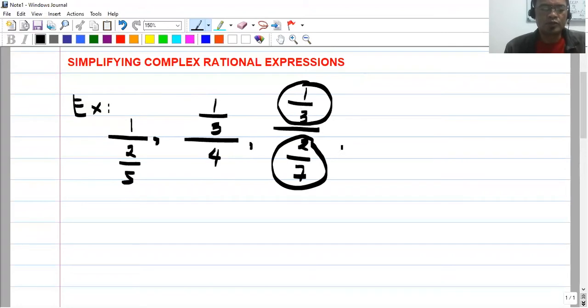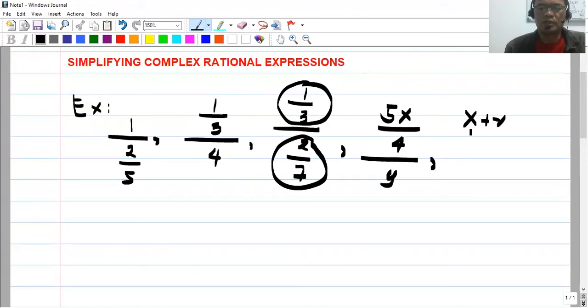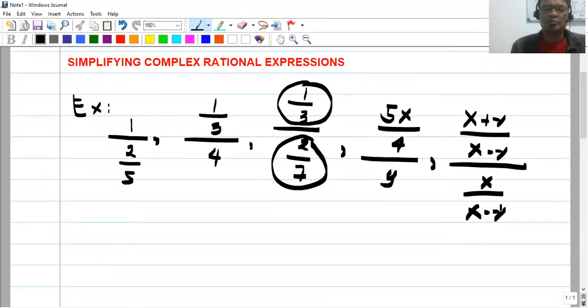So these are examples of complex rational expressions. Or we also have 5x over 4 all over y, or x plus y over x minus y all over x minus y. So there are many examples of complex rational expressions, but we only limit our examples to 5, so we can discuss some examples on how to simplify complex rational expressions.